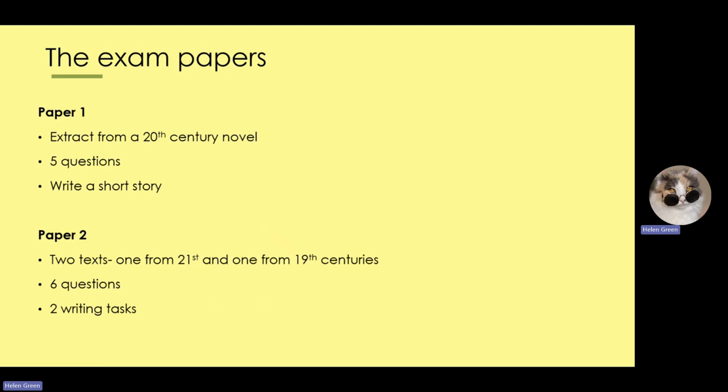You then have 2 short writing tasks. For these, the exam board picks 2 tasks from a list. We know it'll be one of these 6 options, but we don't know which ones. It could be a letter, a speech, an article, a guide, a report, or a review.